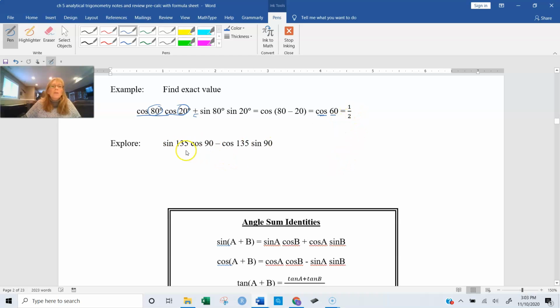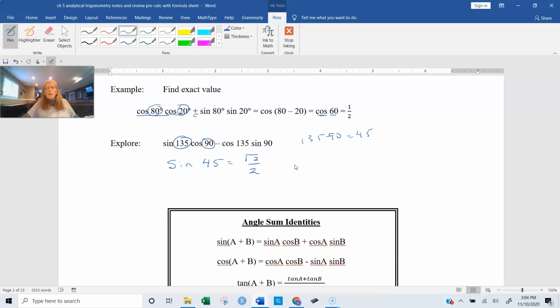Well, I know the cosine of 60 is 1/2, and we are done. Okay, working backwards. You've got sine, cosine, so we know this is the sine rule. I know I have to take 135 minus 90. So when you take 135 minus 90, you get 45 degrees. So this is sine of 45, and we know that is the square root of 2 over 2. All right, I hope you did a good job on that.